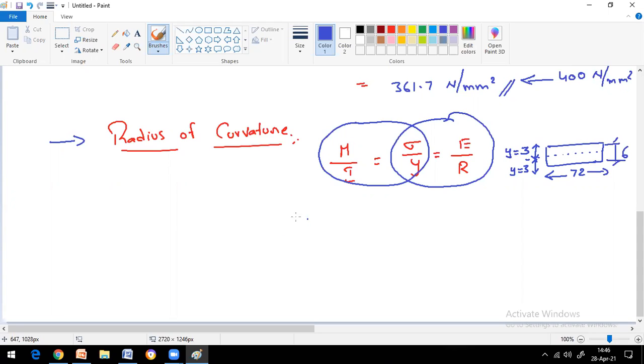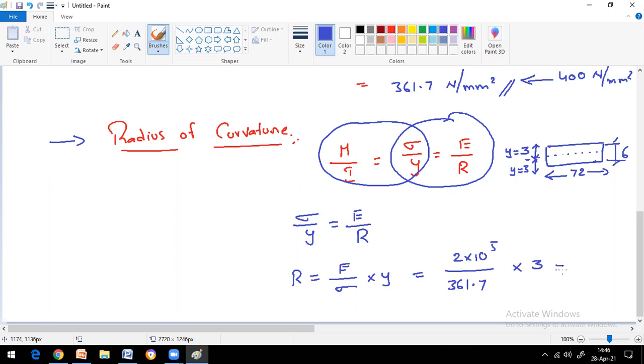So with this relation, sigma by Y is equal to E by R, take your R out. R is equal to E by sigma into Y. What is E? 2 into 10 power 5, divided by the stress. Which stress do I have to consider? Is it 400 or 361.7? 361.7, very good. Into Y, which is 3. Your R is 1660 mm. So this is your radius of curvature.